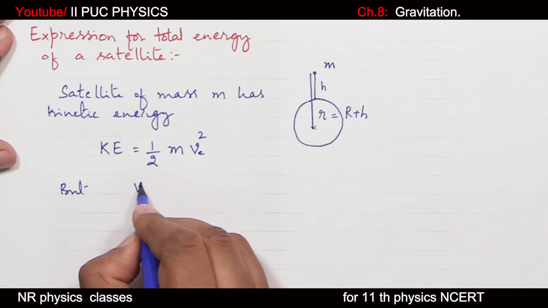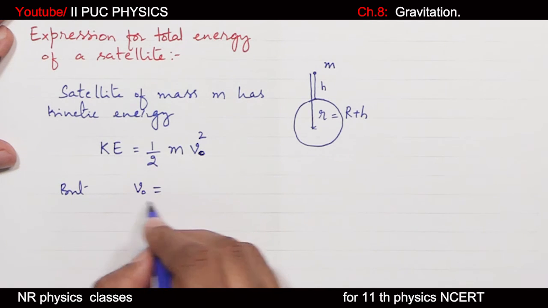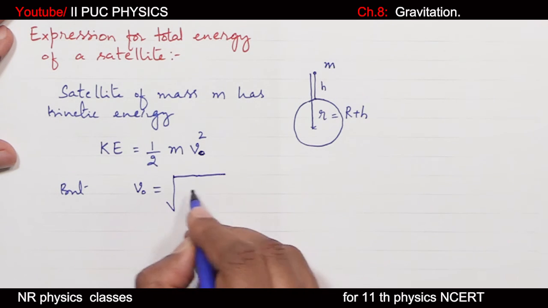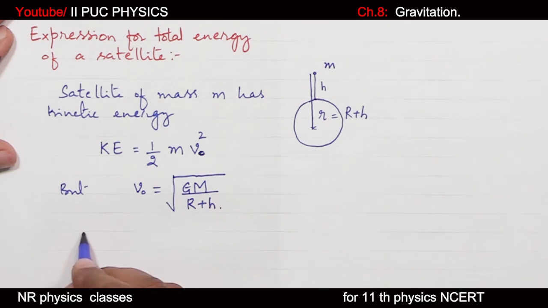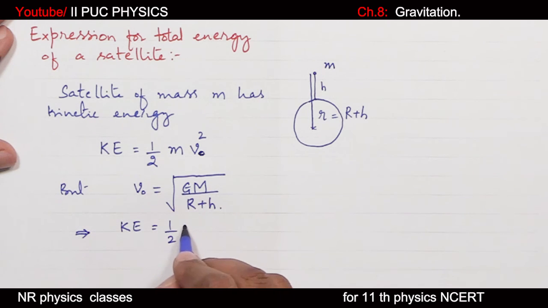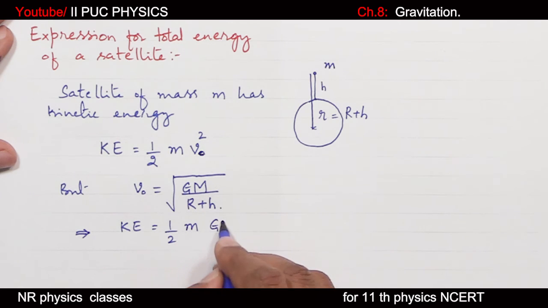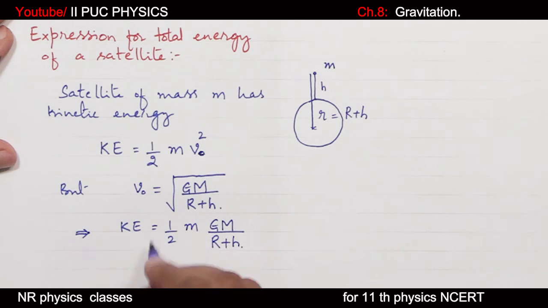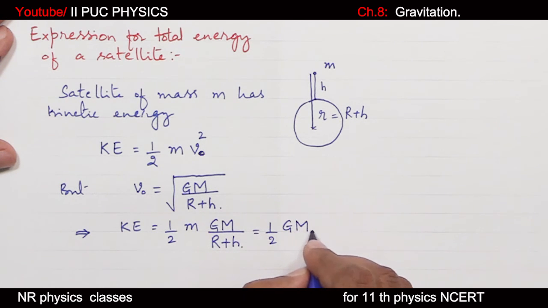But what is the expression for orbital velocity? Orbital velocity is root of GM by r plus h, implies kinetic energy equal to half m v orbital velocity square. That turns out to be GM by r plus h. Now let me rearrange, it is half GM by r plus h.